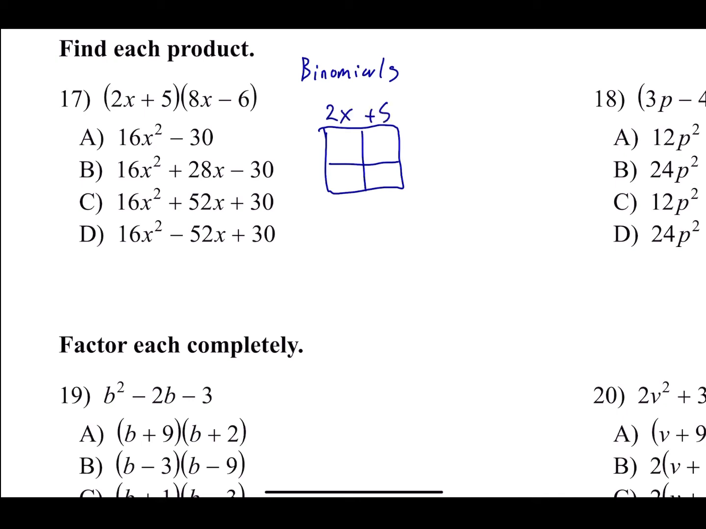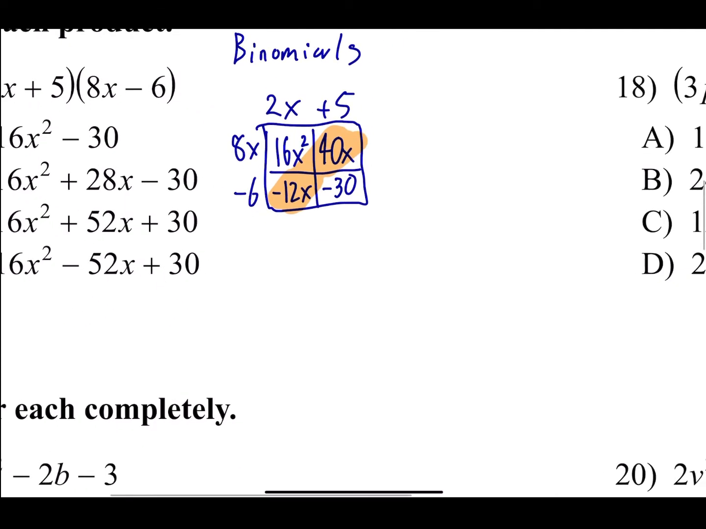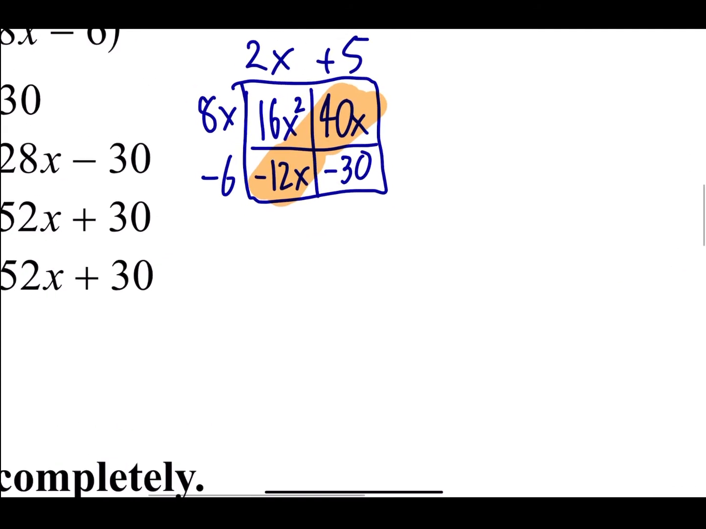2x plus 5, 8x minus 6. And then multiply everything on the inside. 2x times 8x is 16x squared. 5 times 8x is 40x. 2x times negative 6 is negative 12x. And 5 times negative 6 is negative 30. We do this mostly because Punnett squares are easy to understand because you've taken biology, and the like terms are always in the diagonals.